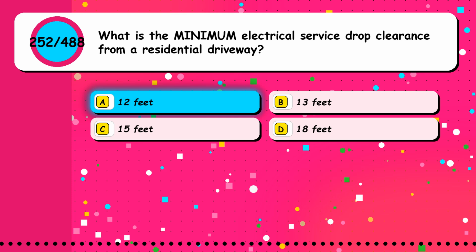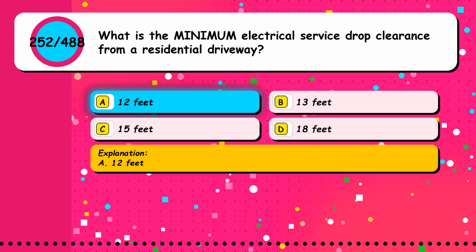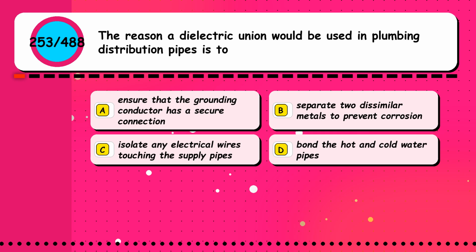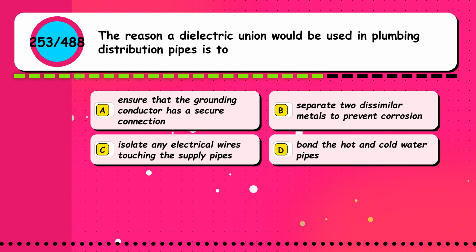The correct answer is option A. 12 feet. Question 253. The reason a dielectric union would be used in plumbing distribution pipes is to Option A. Ensure that the grounding conductor has a secure connection. Option B. Separate two dissimilar metals to prevent corrosion. Option C. Isolate any electrical wires touching the supply pipes. Option D. Bond the hot and cold water pipes.